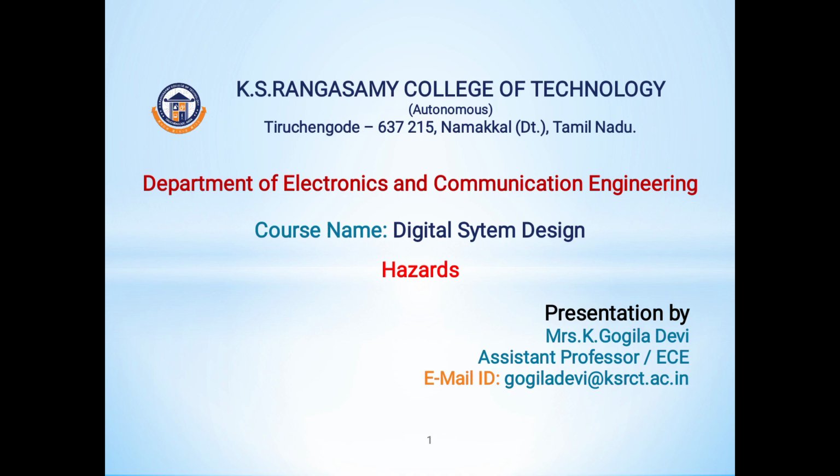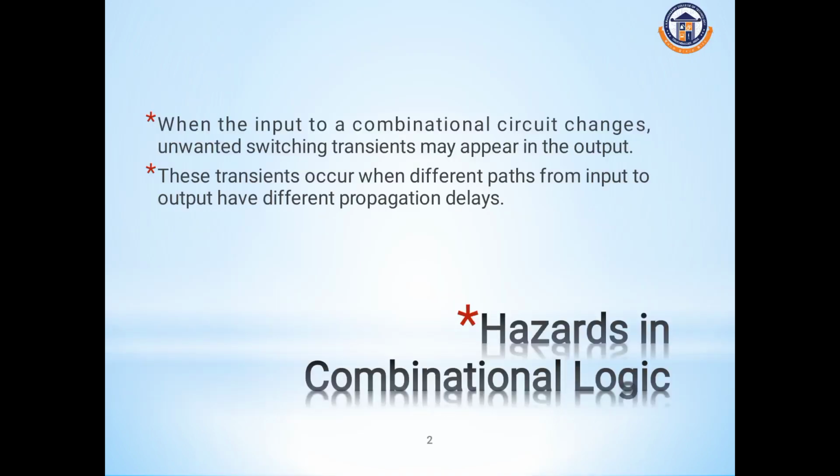In this video, hazards will be discussed. Generally, hazards are unwanted switching transients that appear in the circuit because of the different paths and different propagation delays. These hazards will occur in the combinational circuit, which causes a temporary false output value. In sequential circuits, if any hazards occur, they will give the wrong stable state value.